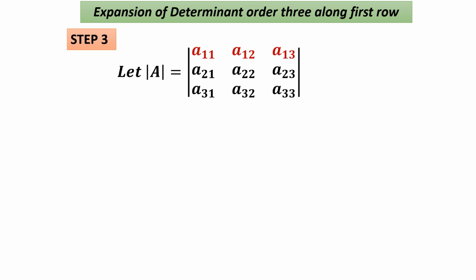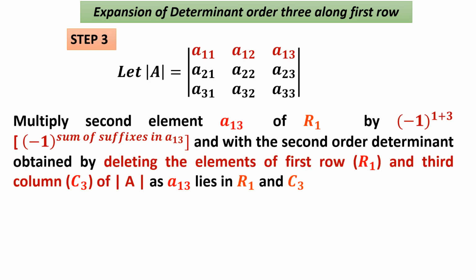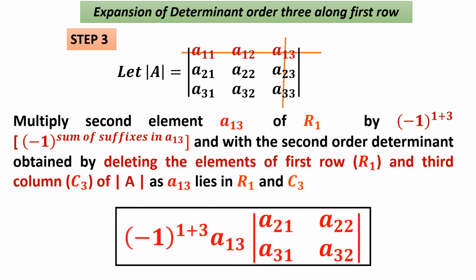Step 3. Again, we have to take the element A13 multiplied by minus 1 whole power 1 plus 3. 1 plus 3 came from A13. The second order determinant is obtained by deleting the elements of the first row and the third column. Now the first row and the third column are removed. What is left out now? You get a 2 cross 2 determinant, A21, A22, A31, A32. Therefore, A13 multiplied by minus 1 whole power 1 plus 3 multiplied by the 2 cross 2 determinant.